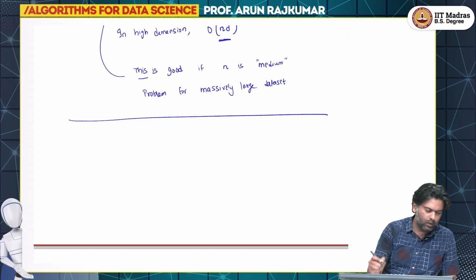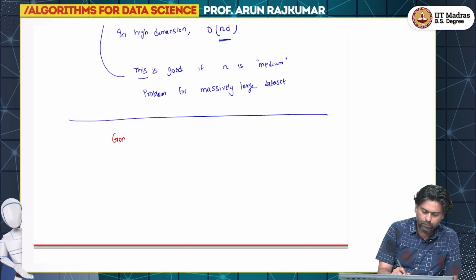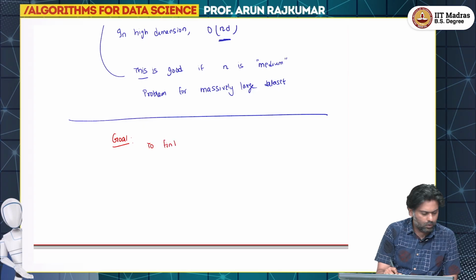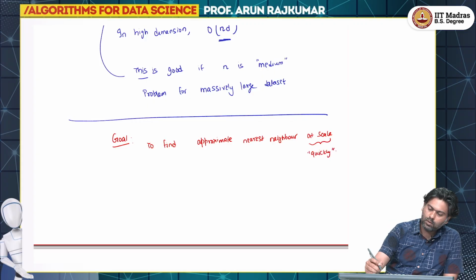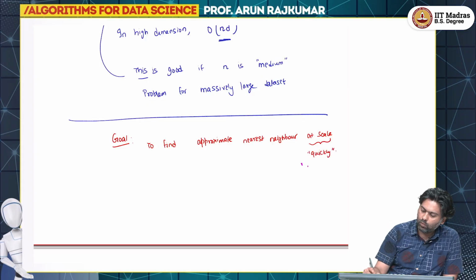So, the goal that we have, let us say, is to find approximate nearest neighbor at scale, right. So, what does at scale mean? It means that we want to do this quickly. What does quickly mean? What I mean by that is sublinear in n.